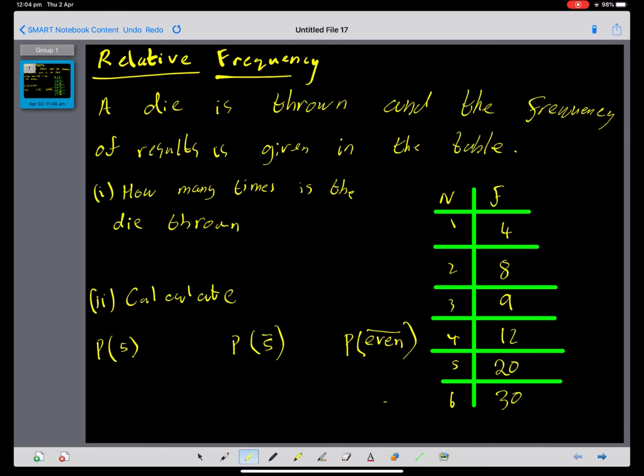Okay, so hopefully you've done that now. So how many times is the die thrown? So we call that n. We can say that is going to be the sum of the frequencies. So we're going to add all the frequencies up. So we've got 4 plus 8 plus 9 plus 12 plus 20 plus 30. Okay, 83. Okay, so we need to know the probability of a 5. Well, the frequency of 5 is 20 over 83. Okay, 20 over 83 does not simplify.